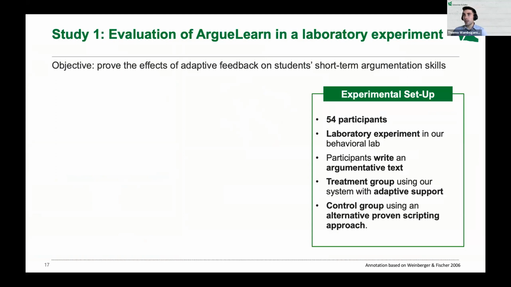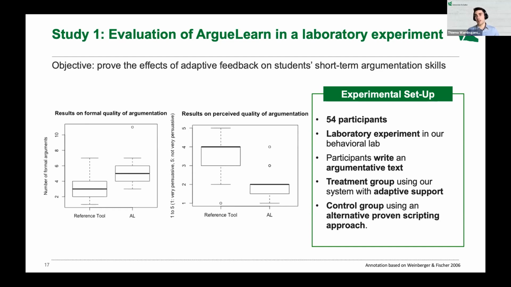In order to evaluate our design features, we conducted 2 different studies. First, in a laboratory experiment, we evaluated the proof of concept of our tool. Hereby, we compared our tool against a proven discussion scripting approach for a certain writing exercise. The results indicate that students who used our tool wrote their text with a higher formal quality of argumentation and also a higher perceived quality of argumentation, according to the annotation scheme of Weinberger and Fischer 2006.